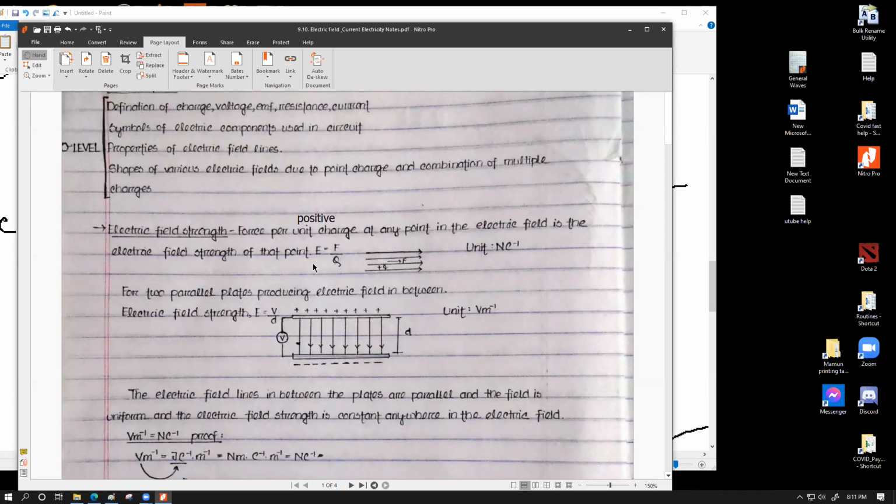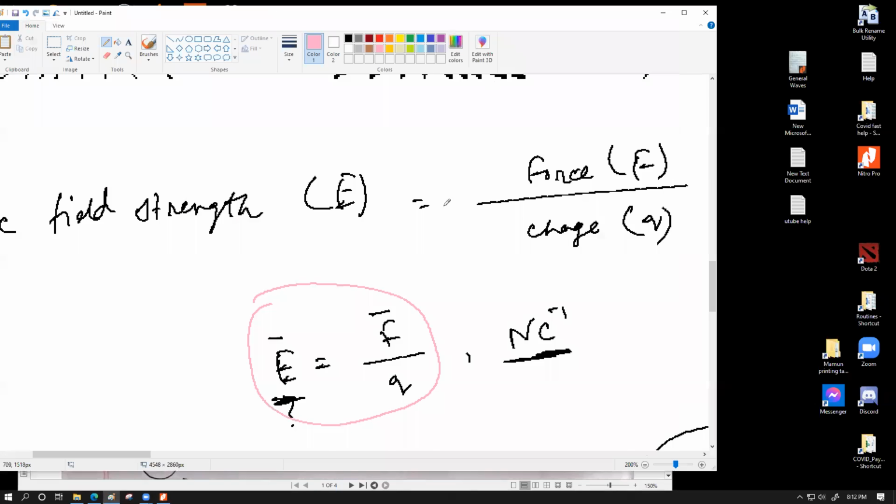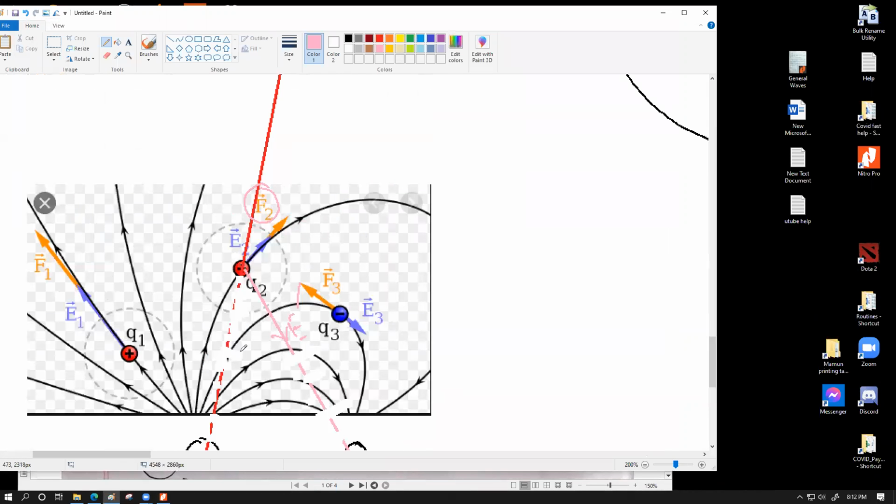Or in other words, electric field strength is a measure of force per unit charge. If you bring a bigger charge particle, you're going to get a bigger force. If you bring a smaller charge particle, you're going to get a smaller force. Because by definition, electric field strength is defined using a positive charge, electric field strength will always be directed in the direction of the field lines, because these field lines will always travel from positive to negative.